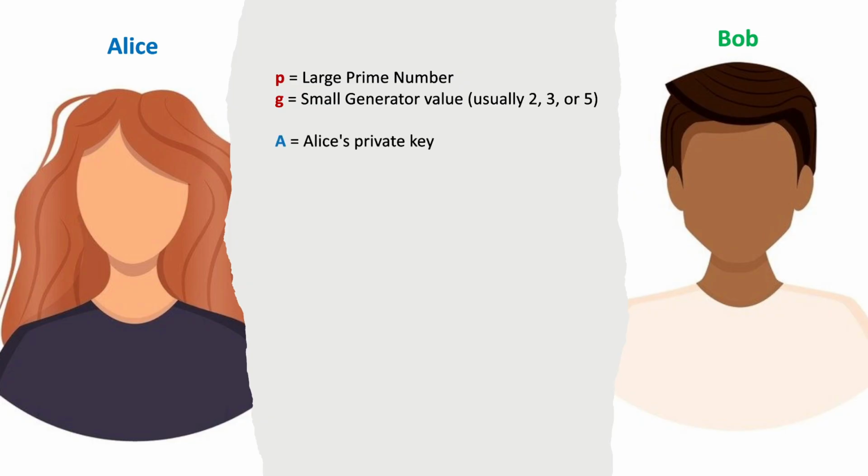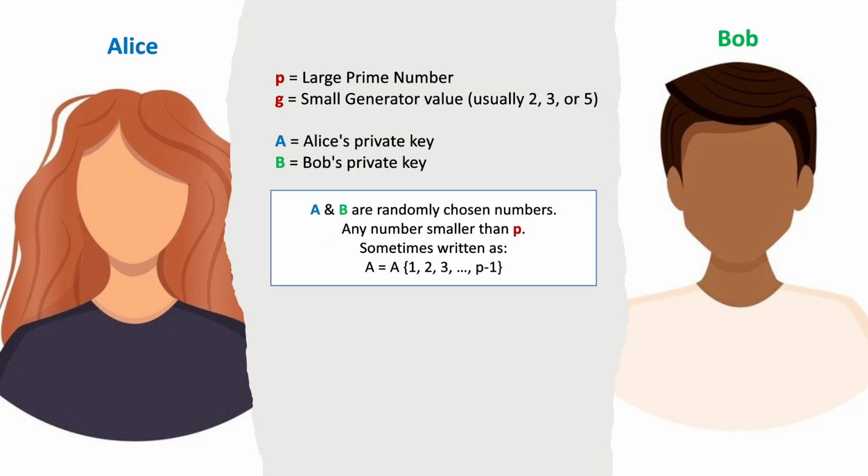So we've got some notation here. A we're using for Alice's private key, B for Bob's private key, and A and B are randomly chosen numbers. It's any number that's smaller than P, and sometimes it's written as A equals A, in the set of 1 to P minus 1. If you see that, all it's saying is that A and B are smaller than P. And then we've got pub A, which is Alice's public key, pub B, which is Bob's public key, and then K, the shared secret that we're going to generate.